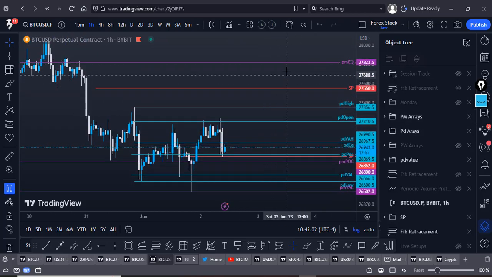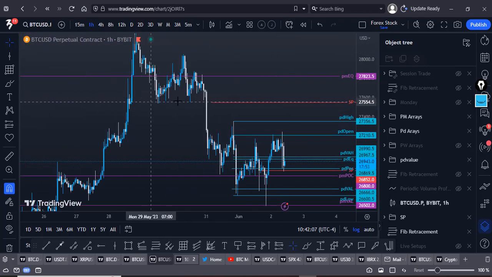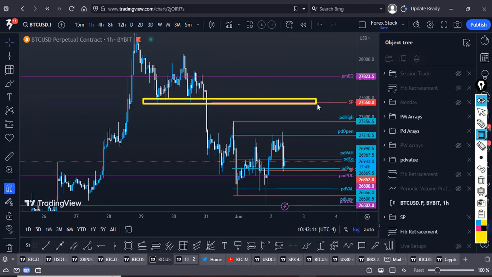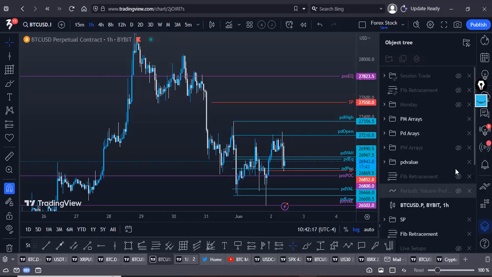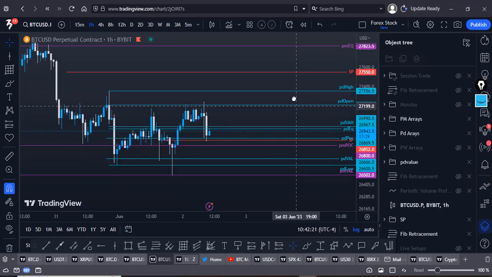So right now we are above the PM POC, we are above the single print, we are above the PD POC, and we are above the weekly POC as well. So right now I think this is the target, the single print that has been having a resistance there previously.